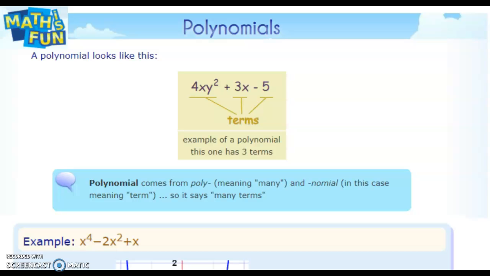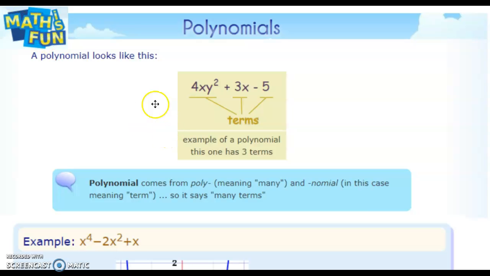Today's video topic is a review and introduction of polynomials, and we'll focus specifically on the polynomial family of quadratics, which are second degree polynomials. This is for Unit 6, Day 1, and let's get started.